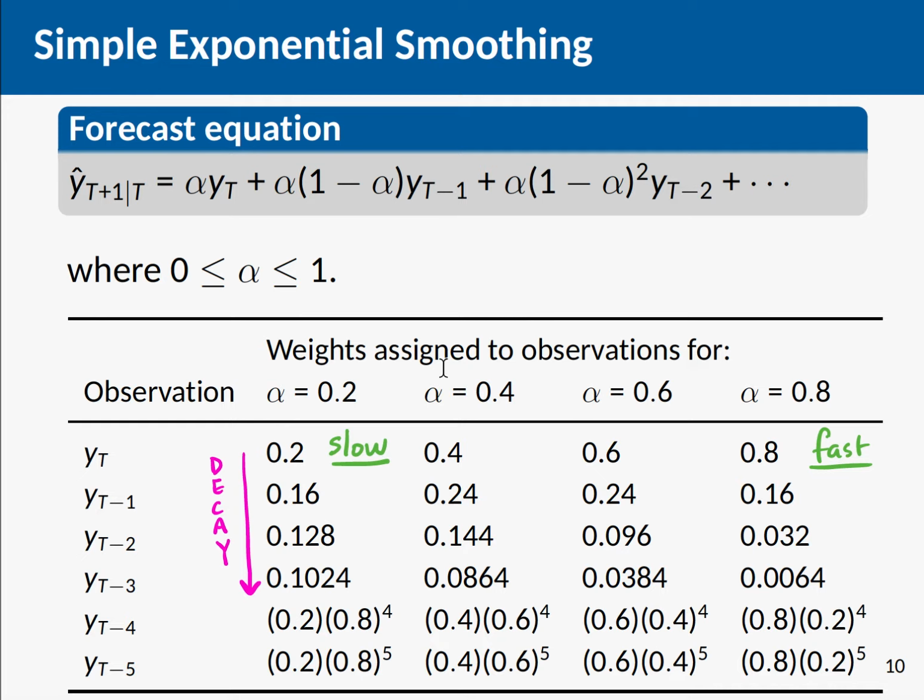You can see these tables where alpha is equal to 0.4 and alpha is equal to 0.6. The last column here represents a case where alpha is equal to 0.8, where we have very fast decay of the observation. You have a weight of 0.8 assigned to the last observation, and notice that for yt minus 1, now you're assigning a weight of 0.16, which is significantly lower than 0.8.